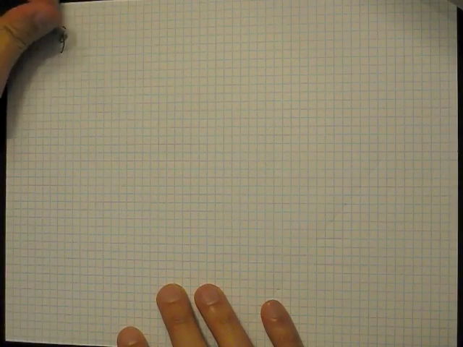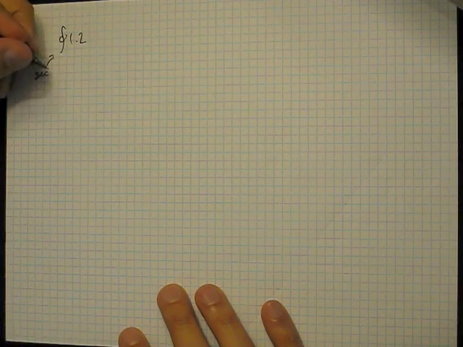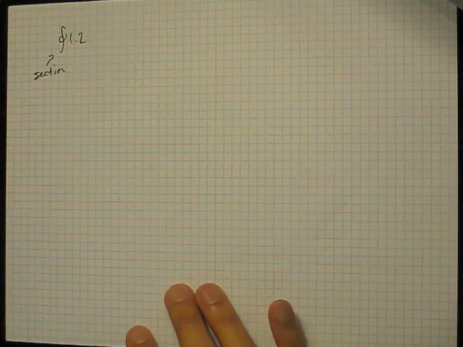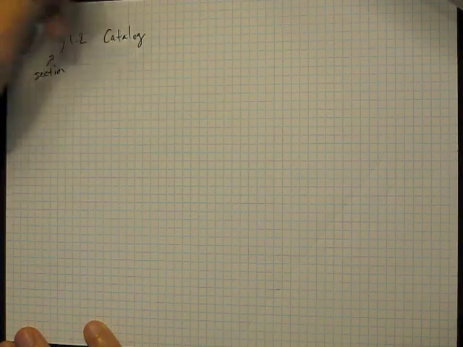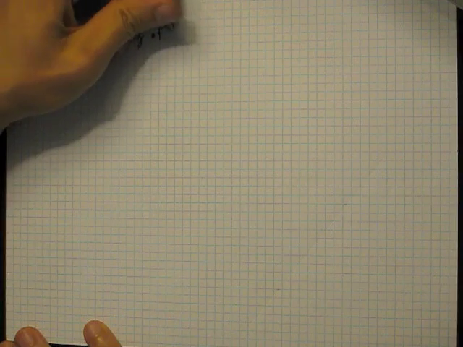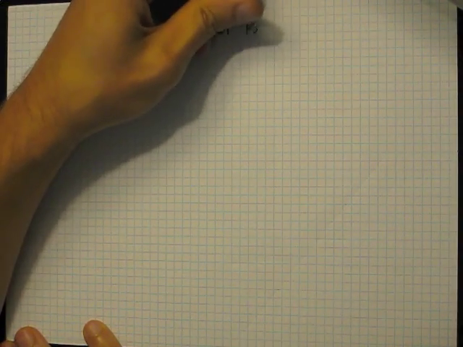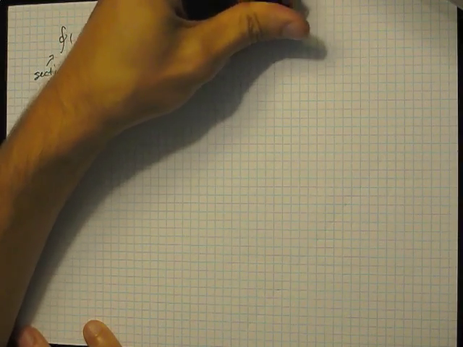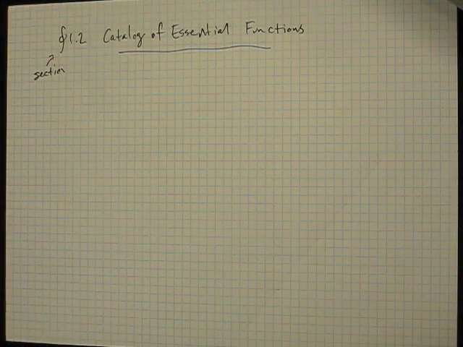Okay, so section 1.2, this is the symbol for section, by the way. Section 1.2 is about, well, it says mathematical models, but the thing that is most important to me is that it provides a catalog of what they call essential functions. So that's really all I want to do, is just go over the essential functions that I want you all to know as we move forward through the course.